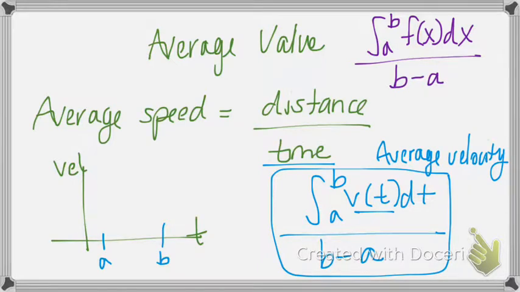It makes sense that that would work. If I find the integral of velocity, that represents distance because that's area. And distance, maybe if we're talking about feet per second and seconds again, distance would be in feet. B minus A would be in seconds, so I would end up with feet per second. Well, that makes sense if I'm trying to find average velocity, that the units I end up with are feet per second.